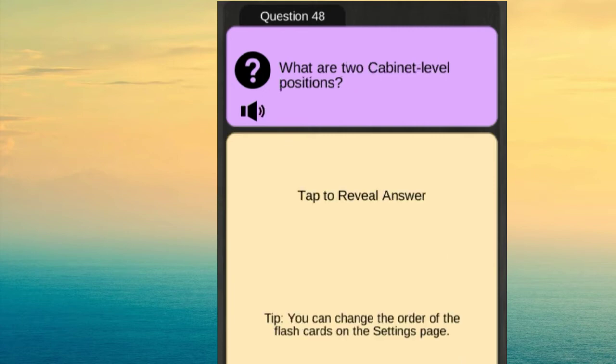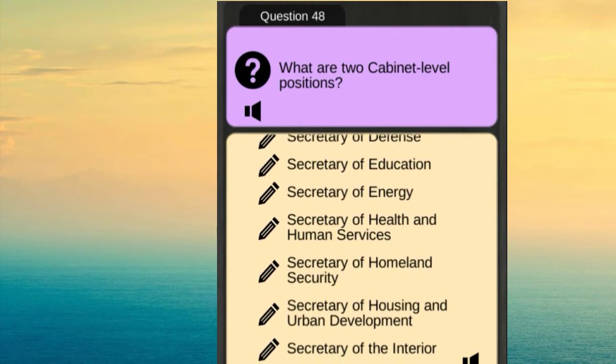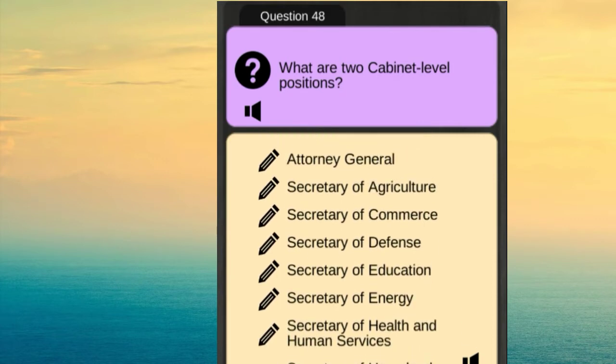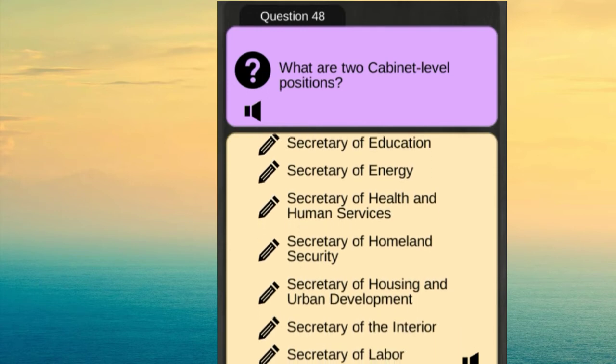What are two cabinet-level positions? Attorney General. Secretary of Agriculture. Secretary of Commerce. Secretary of Defense. Secretary of Education. Secretary of Energy. Secretary of Health and Human Services.